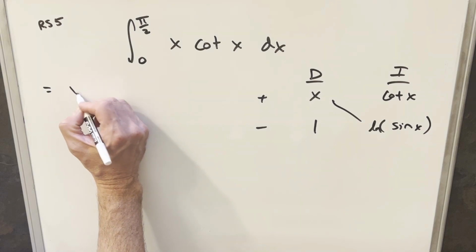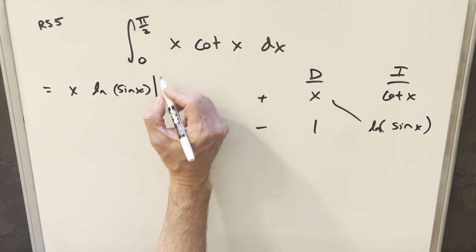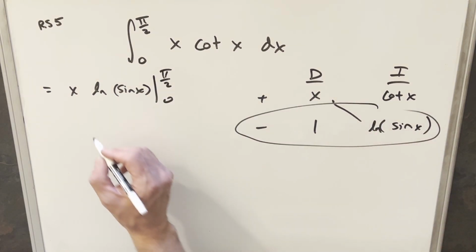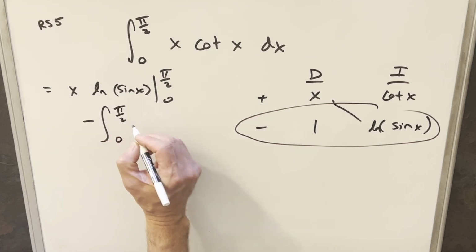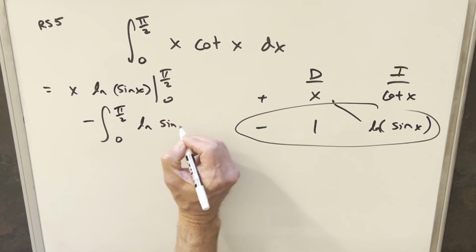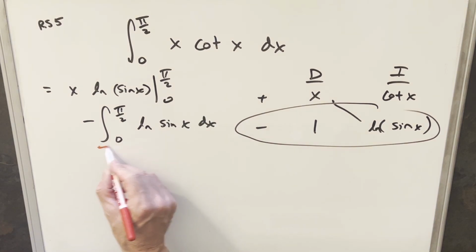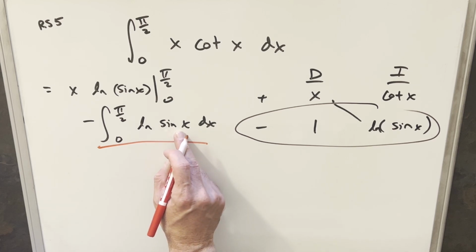Okay, so we're going to have x natural log sine x, and we just need to evaluate that from 0 to pi over 2. And then this piece is going to be an integral, so this one's just going to be minus the integral from 0 to pi over 2 of natural log sine x dx. And this is exactly what I wanted, because this is kind of a familiar integral. I think I did a video on this integral, but maybe I did ln of cosine x.